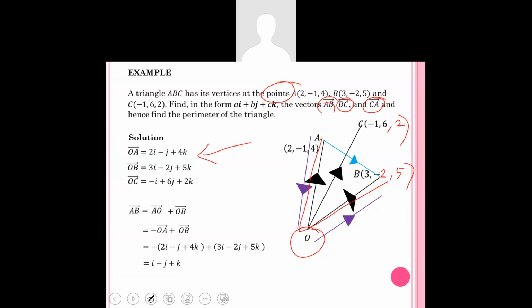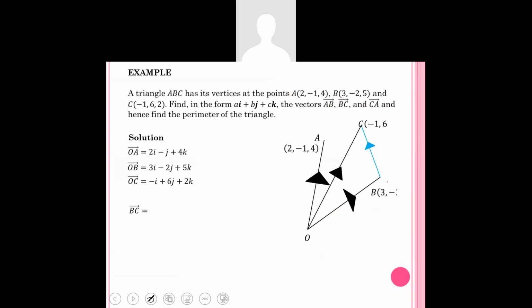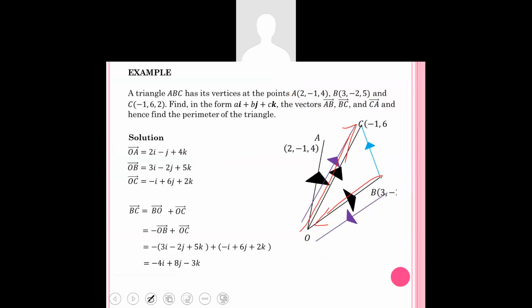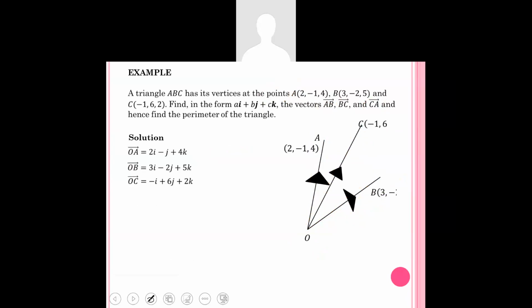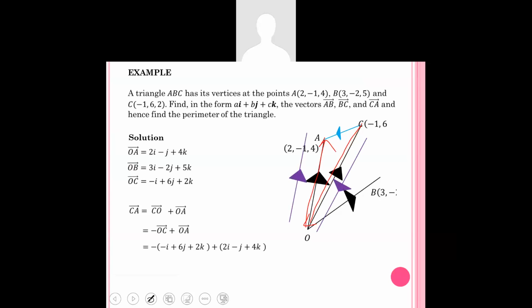So now let's look for BC again. To get to BC, B has to go back to O first, then O back to C, because that is all we know. We only have that information, so we must use it. Putting our vectors into that, we should be able to obtain the vector BC. And last, CA. From C to get to A, C has to go back to O first, then O up to A. So CO plus OA. Putting our vectors in, we obtain our vectors AB, BC, and CA.